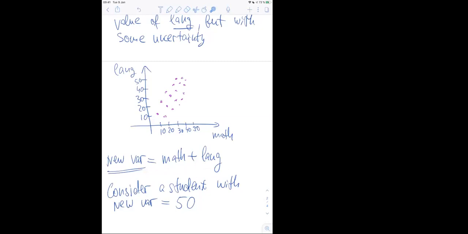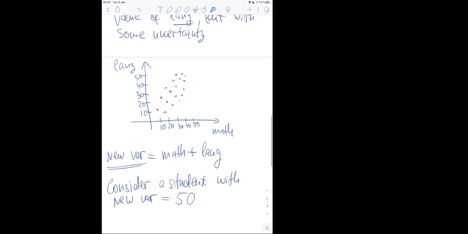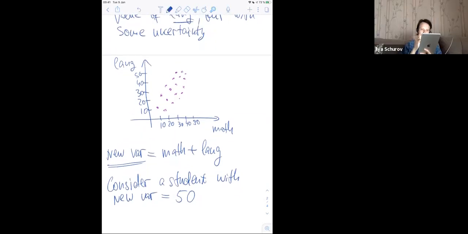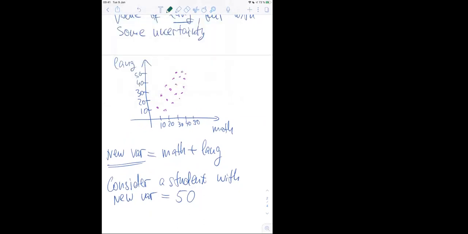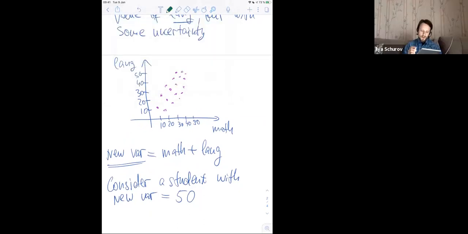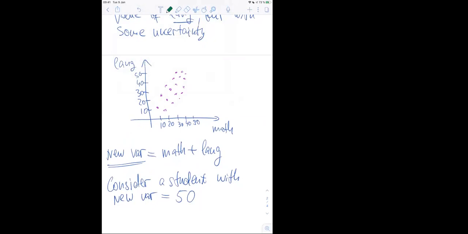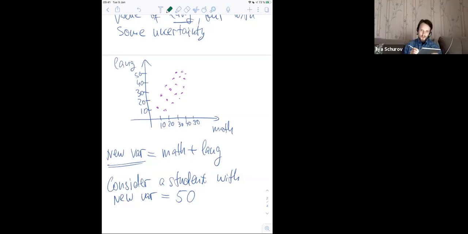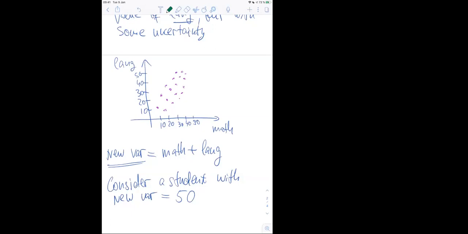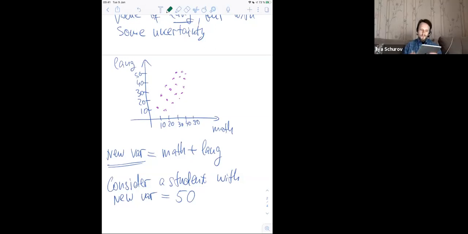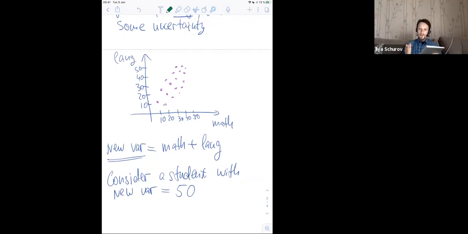Then it can actually be somewhere, because if it's not the maximum, it can happen that the value of lang is small and the value of math is big, and we don't divide it, right? We don't divide it. Just math plus lang. It can happen that the value of one variable is big and the value of another is small, and they can be vice versa, or they can be equal. So we still don't know exactly where, but this is fine.